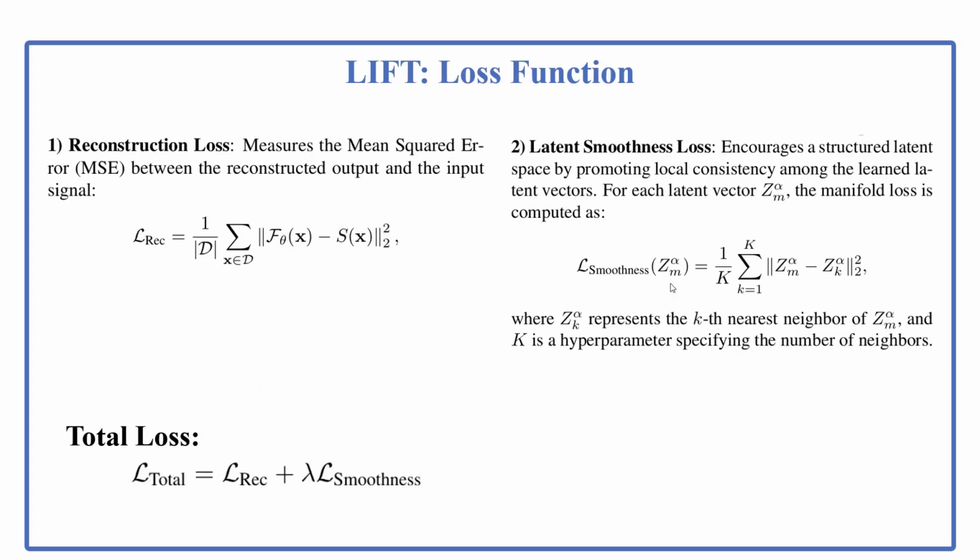For the loss function, we define two loss functions. The first one is the reconstruction loss, like the one that Functa used. The second one is the latent smoothness loss, with which we want to encourage a structured latent space by promoting local consistency among the learned latent vectors. In each local patch, we don't want inconsistency between them, so we use the latent smoothness loss to encourage a smooth transition between them.